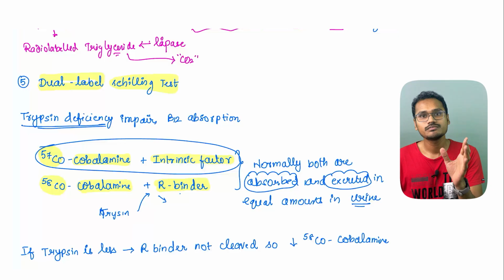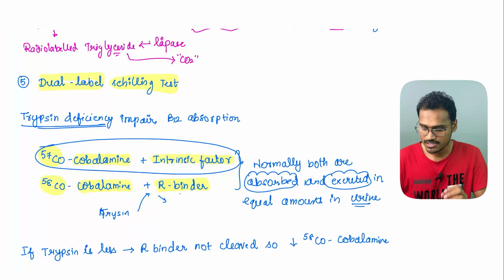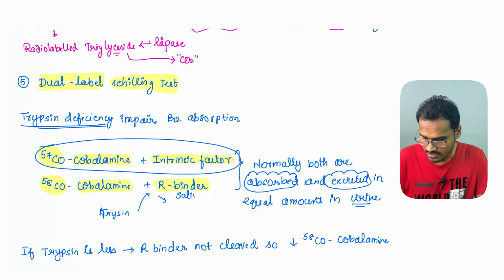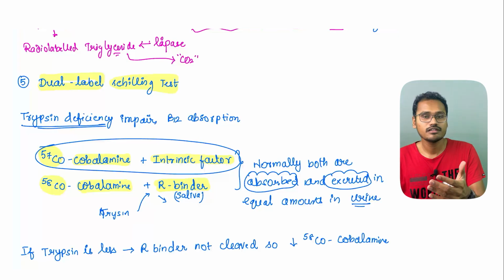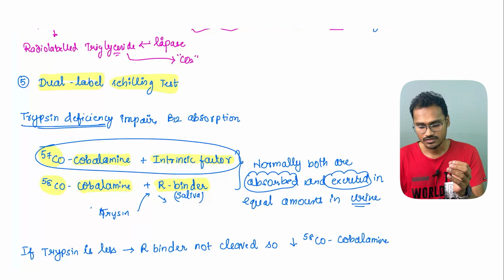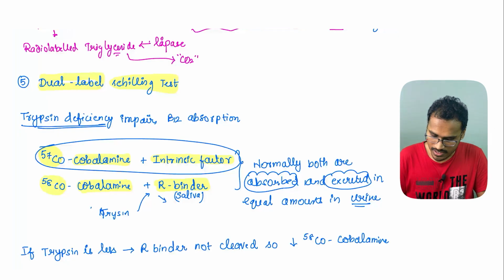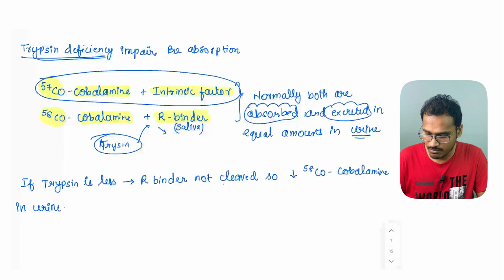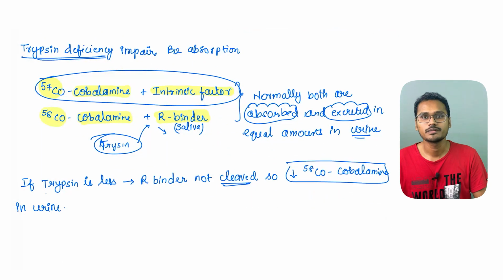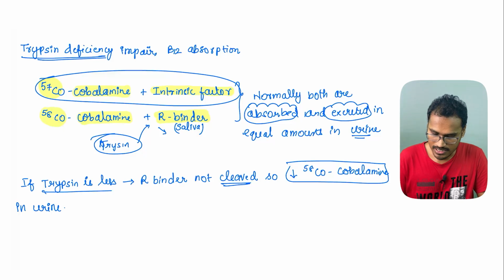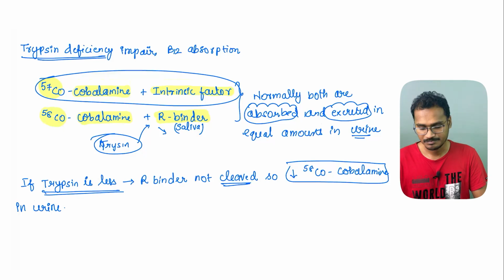But if it is bound with the R binder, which is from the saliva, naturally produced, but here we are giving it in combination, this R binder has to be kicked off first from the cobalamin so that the intrinsic factor can bind and it can be reabsorbed. If there is a trypsin deficiency, the R binder is not released, so this particular cobalamin will not be reabsorbed. So if I find a decrease in reabsorption of this 58 labeled cobalamin, it indicates the patient has a lower amount of trypsin. I hope it's clear.